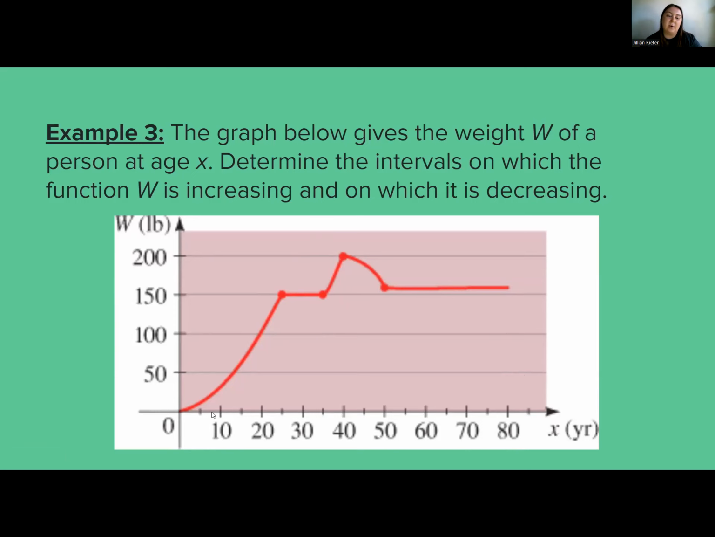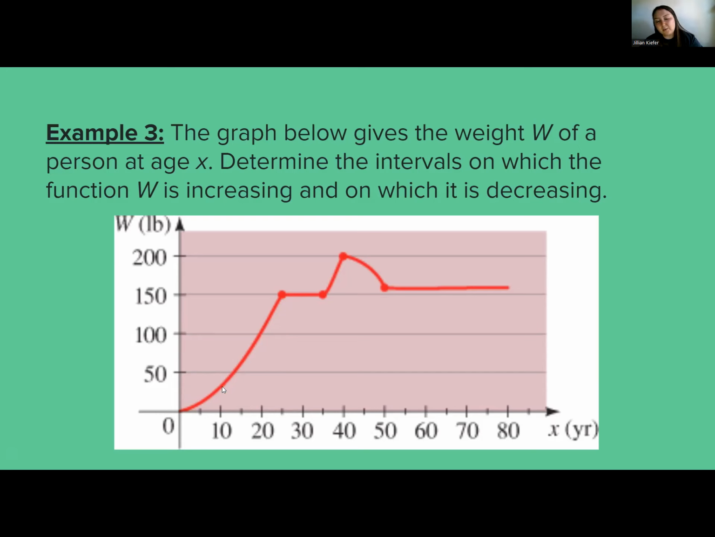So from the beginning here, starting at 0, we see we're climbing here. Our weight, we're going 50, 100, 150, ending probably around the age of about 25 here. So since our weight was growing as our age was growing, our function was increasing.